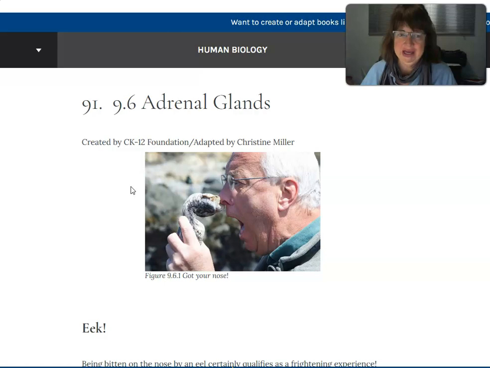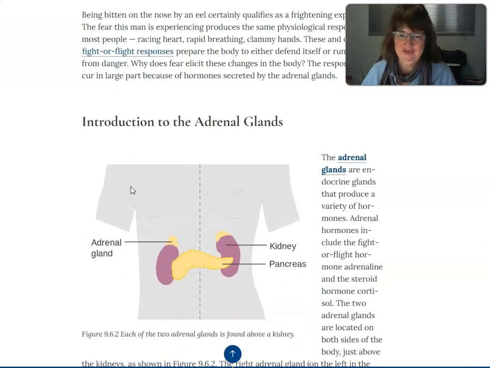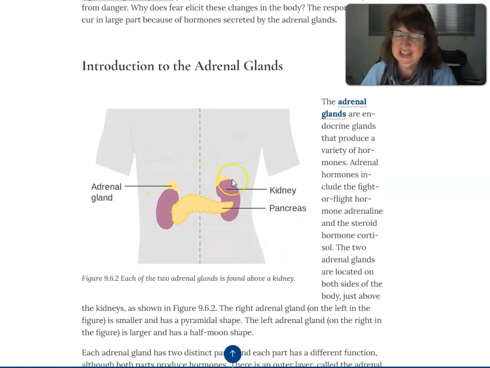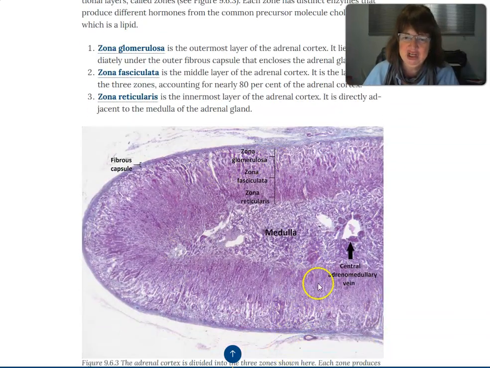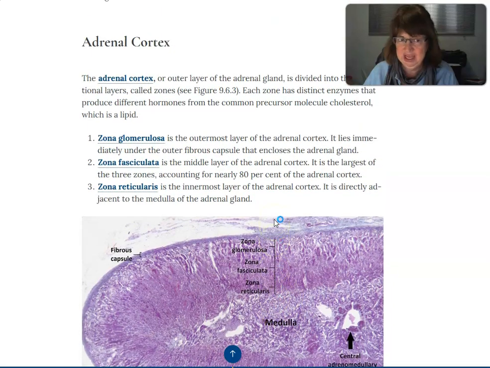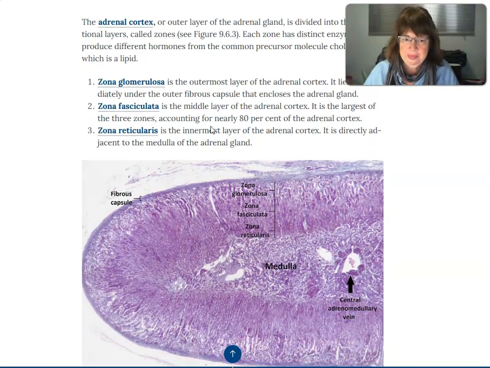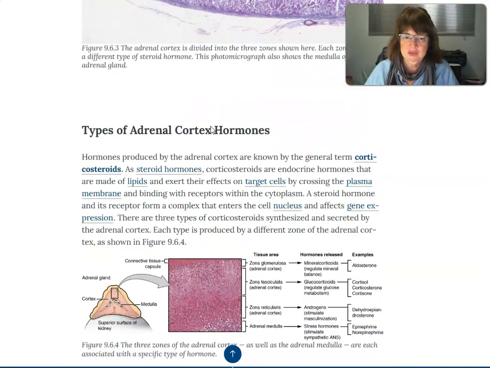Okay, we're going to pop back to 9.6 for the adrenal glands. The adrenal glands are located on the top of the kidneys, and they have a bunch of layers, but I really only want you to focus on 2. The outer one is called the cortex, and the inner is called the medulla. The adrenal cortex has 3 zones. Don't worry about the zones. Just worry about what comes from the zones.